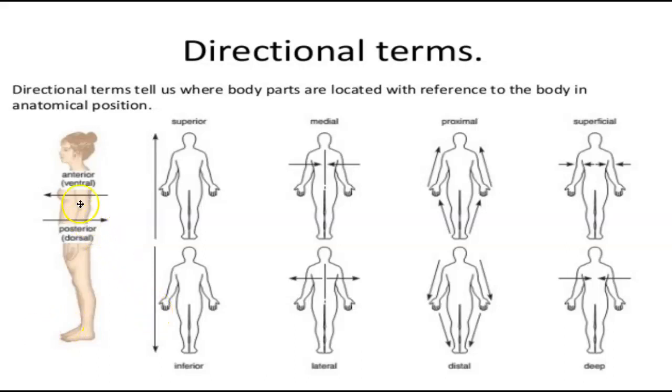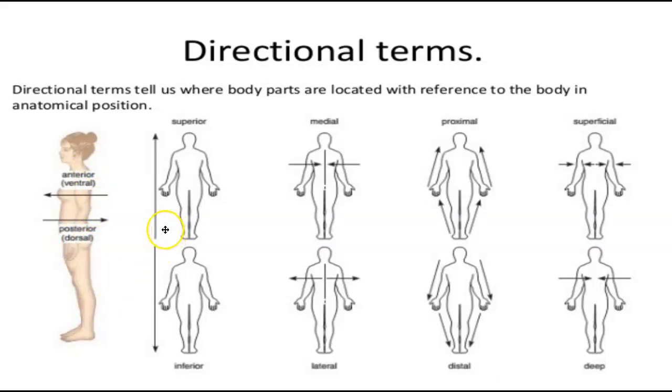So you have anterior, which is forward, and posterior, which is back. They're also called ventral and dorsal. You need to be aware of these two terms. Anterior is the front of the body, posterior is the back of the body. Ventral is the front of the body, dorsal is the back of the body.